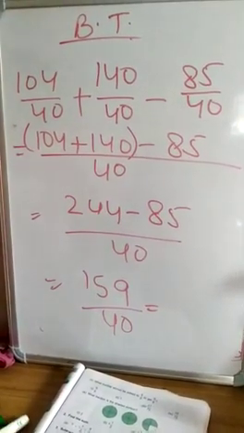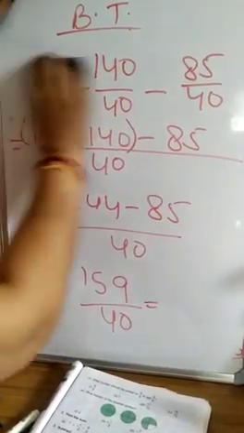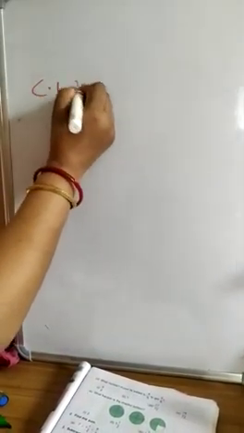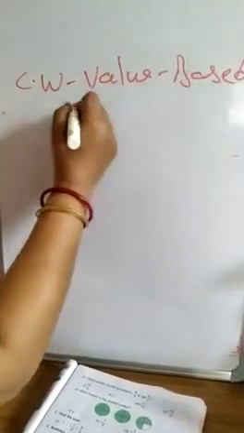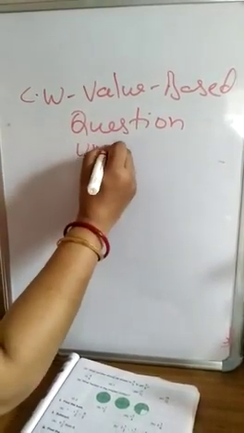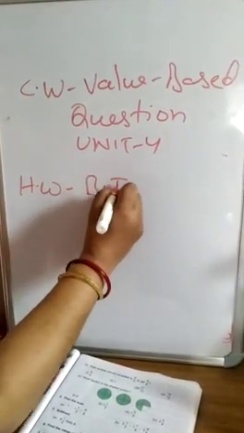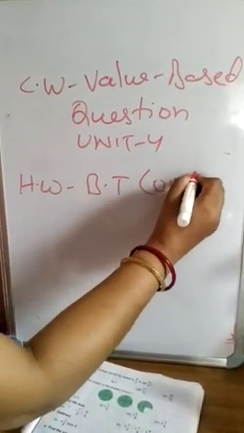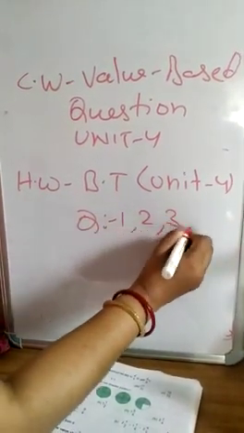Now children, your classwork is, you have to do the value based question. Classwork, you have to do value based question. So classwork is the value based question of unit number 4, and homework is the brain teaser of unit number 4, question number 1, 2, 3 and 4.